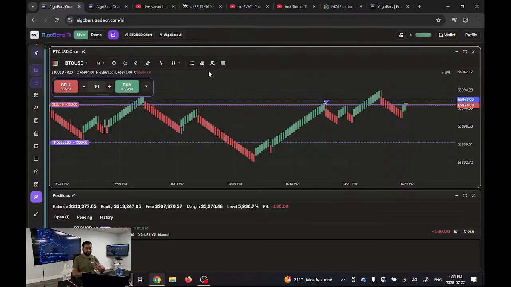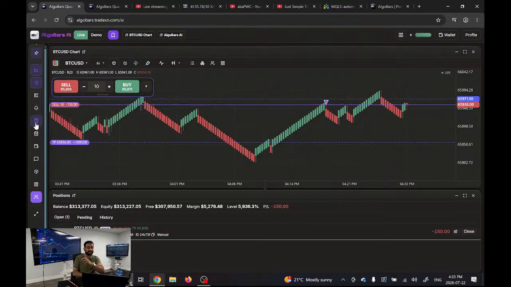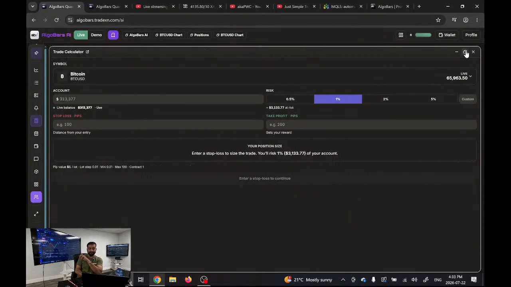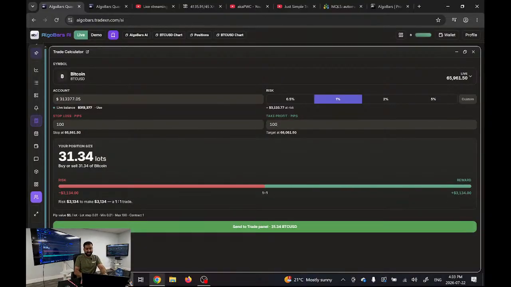AlgoBars is completely free. You get sub-minute time frame, which you have to pay for on TradingView. You get it for free. You get a trade calculator for free, which basically you can select any market, and right here, look, any market you want, and you can set your stop loss and take profit. You can tell it, look, I only want to risk 0.5%, okay? It'll tell you your position size. It'll tell you your lot size, and then you can send that to your trade panel, okay?